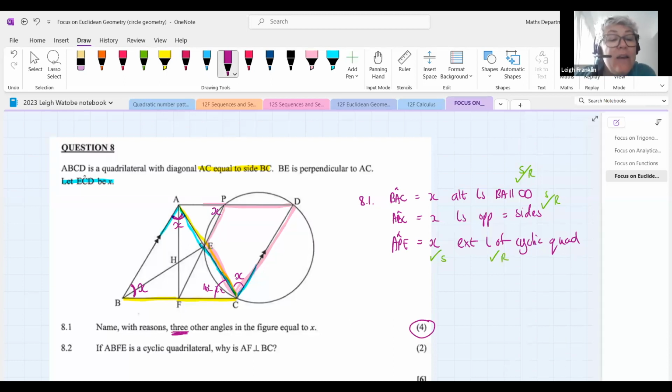Now they say to us, if ABFE is cyclic. Okay, so let's just draw, let me get a different color. All right, so if ABFE is cyclic, so just highlighting that for ourselves to make it stick out here. Why is AF perpendicular to BC? So in other words, why is there a 90-degree corner over here? If this quad is cyclic, why is that 90?